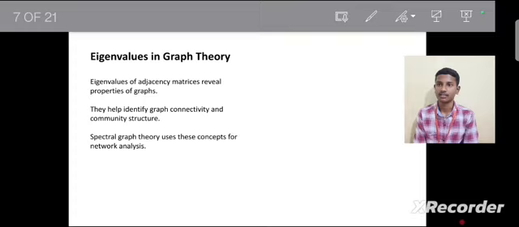Eigenvalues in graph theory. Eigenvalues of the adjacency matrix reveal properties of graphs. They help identify graph connectivity and community structure. Spectral graph theory uses these concepts for network analysis.